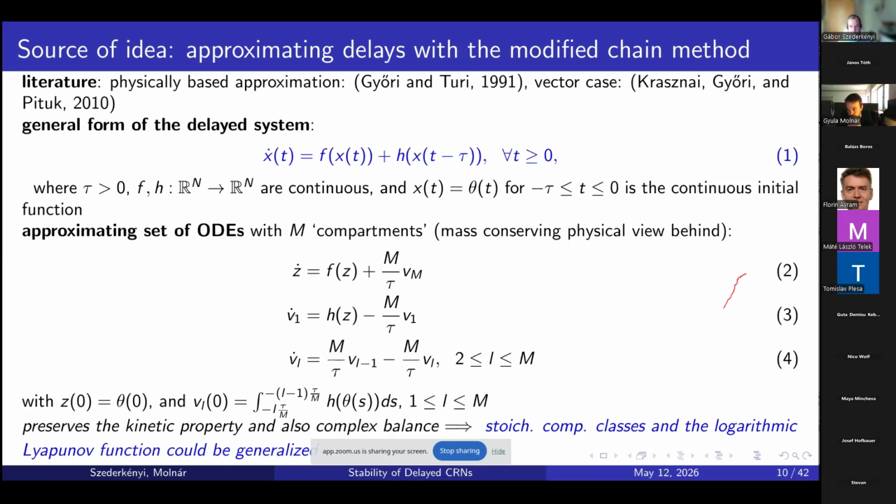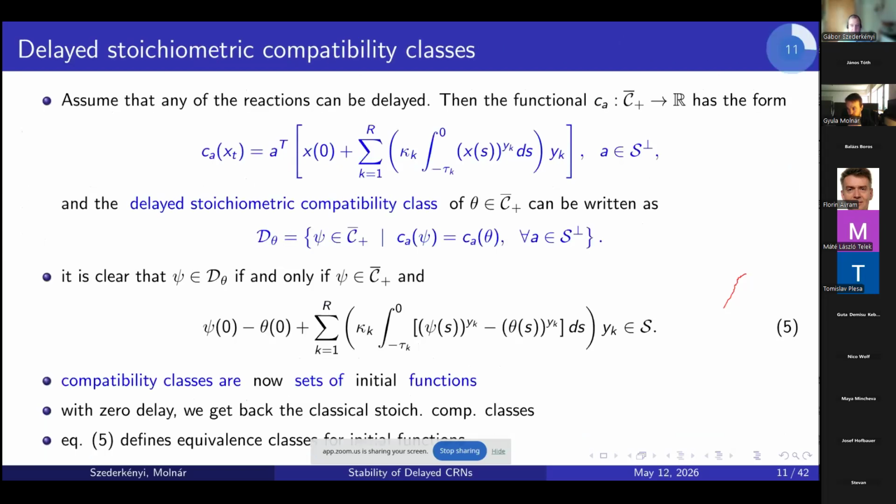So this was the starting point, and that's from where we could generalize the notion of the stoichiometric compatibility classes. I cannot go into the details due to the lack of time, but now the compatibility classes are more abstract because now they are sets of initial functions. And if the delays are zero, then we simply get back the classical, the undelayed stoichiometric compatibility classes.